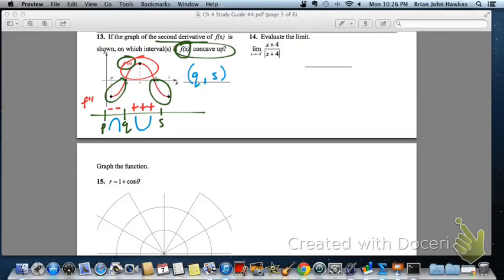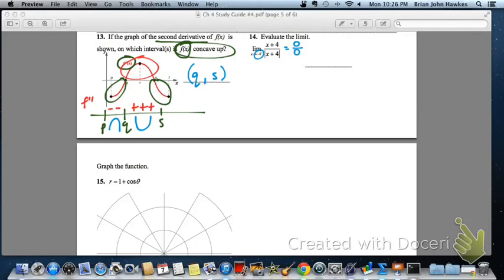Okay, so for problem number 14, just a review of this kind of limit. Anytime x is approaching a real number from the right or left, it doesn't matter, you're still going to just try to replace x with that number. And so when you do replace x with -4, you're going to get 0 on top and 0 on the bottom.